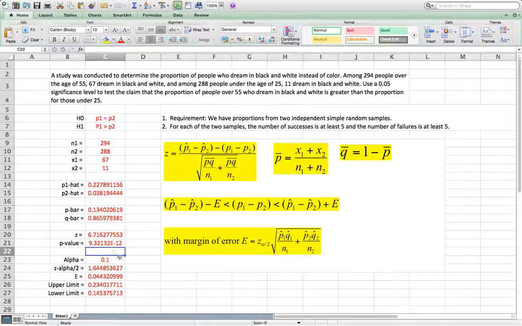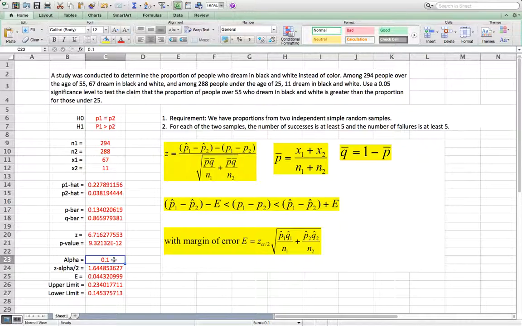Now, your book also asks you to do it using the confidence interval method. To construct a confidence interval, we need to first calculate the margin of error. So significance level, suppose it is 1%. Here we did not include that in the problem. Here we try to construct a 90% confidence interval in this problem.